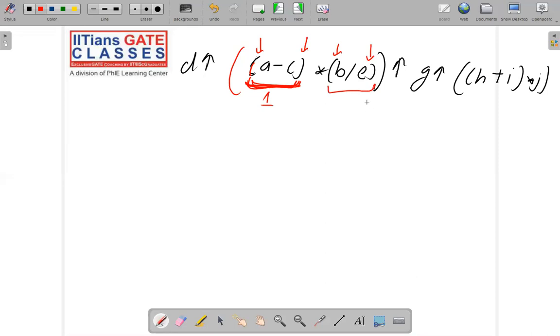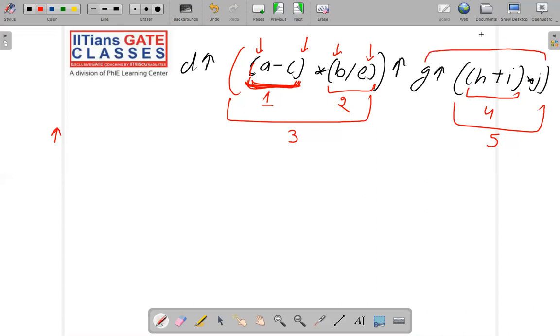Then this brace start and end pair will be evaluated second. Then this will be evaluated third. Then this will be evaluated fourth, and then this one fifth. So this is the precedence here. Now, if I have written that this is right associative, it means this operation will be evaluated at the 6th position.